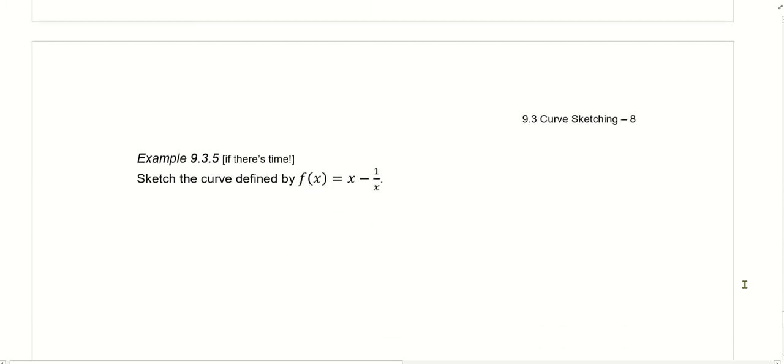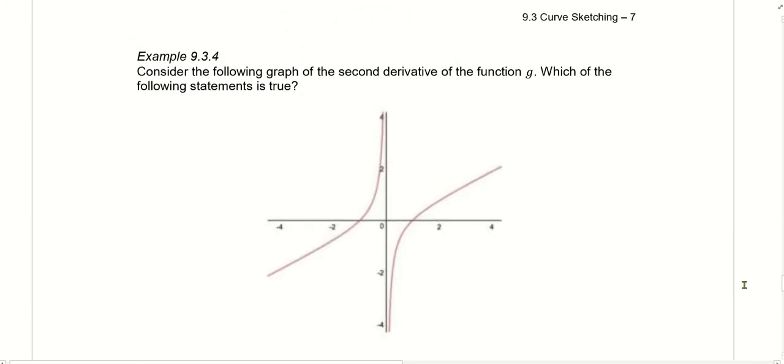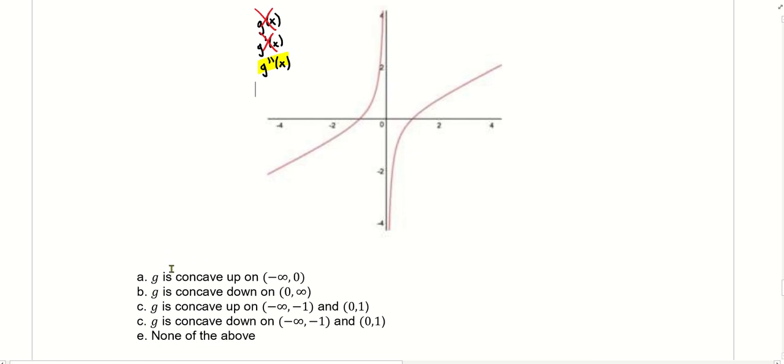All right, let's look at one more and then we'll do the curve sketching example at the end here. So I'm on page 7. Now again, read these carefully. Here's a graph of the second derivative of the function g. So this is not g of x. This is not g prime of x. This is g prime prime of x that's being graphed here. So nope, nope, yes. And we want to use this graph of the second derivative to determine which of the following options is true.